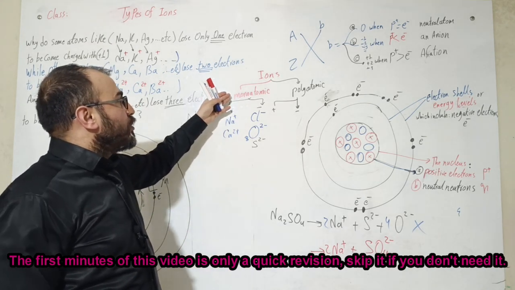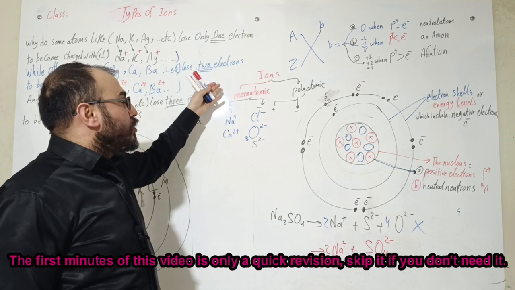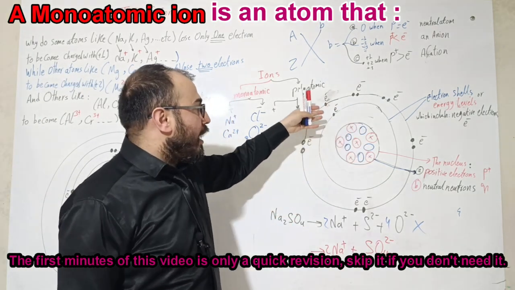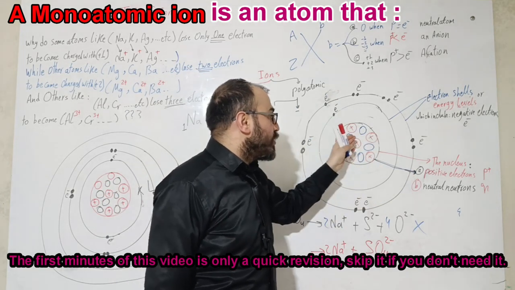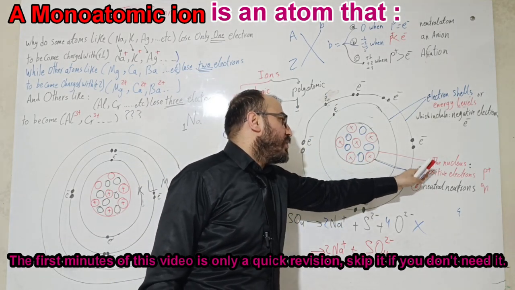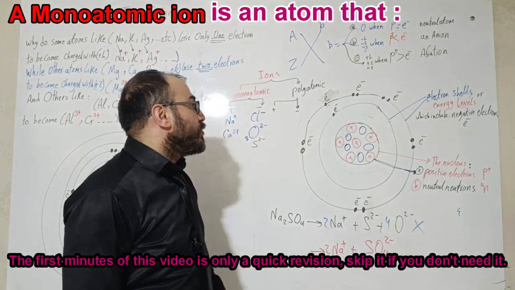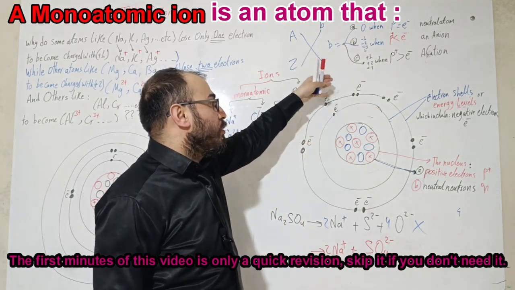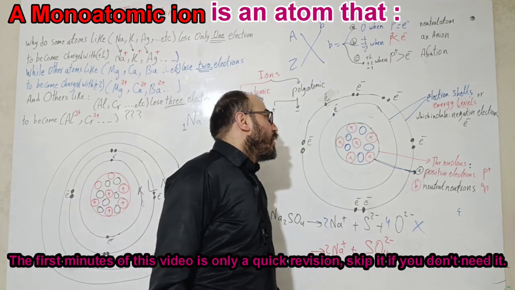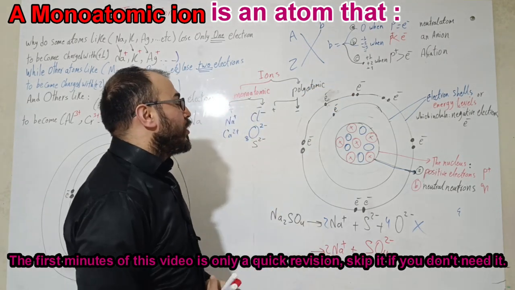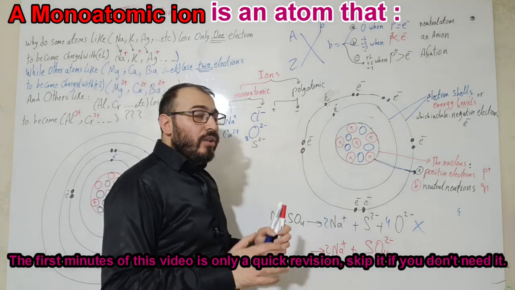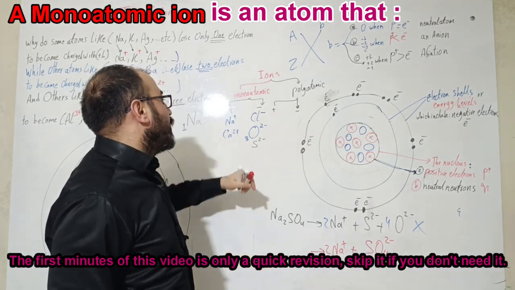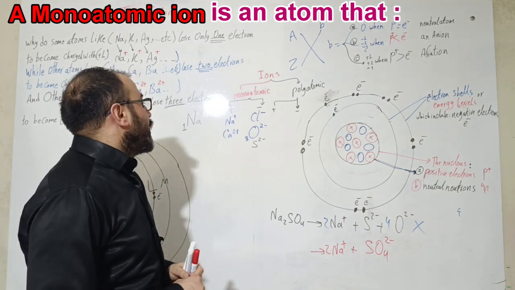Then we talked about monoatomic ions, and we said that generally a monoatomic ion comes from a neutral atom which has two main parts. The first is the nucleus, including positive protons and neutral neutrons. The other part is the electronic shells or energy levels, which include electrons distributed on those shells or levels. Today our topic is related only to the monoatomic ions.